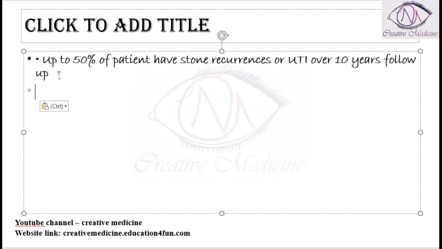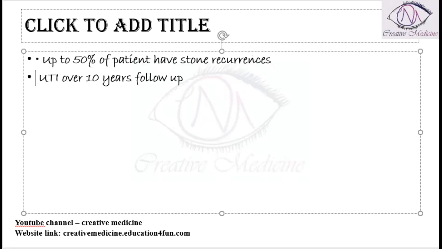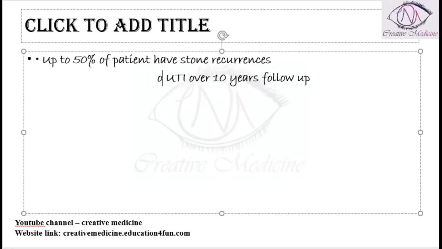Then up to almost 50% of patients can have urinary stone recurrences, or they can have UTI over 10 years. If you follow up the patients over 10 years of time, most of the patients will develop urinary tract infections.